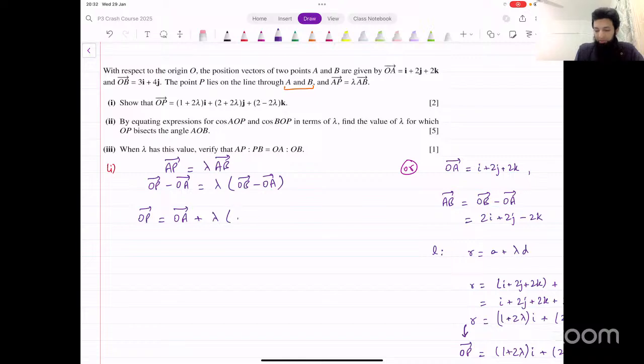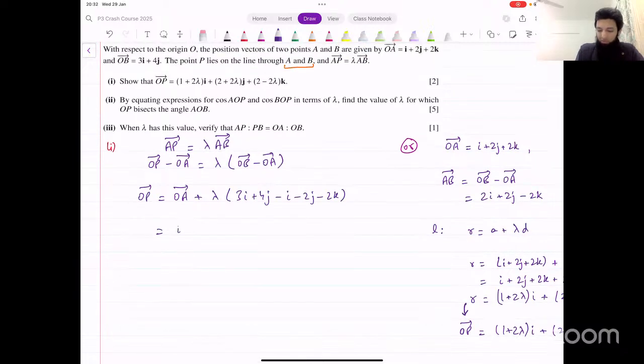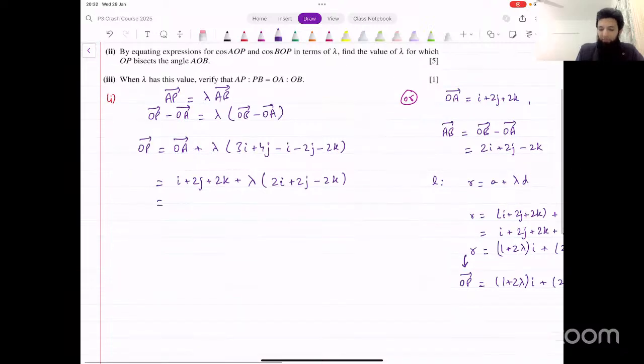Let me just put that there. OB is 3i plus 4j. Subtract from that OA. That will become minus i minus 2j minus 2k. OA is i plus 2j plus 2k. Let's simplify this further. Lambda times 2i plus 2j minus 2k. Now, when we expand this, we get i plus 2j plus 2k plus 2 lambda i plus 2 lambda j minus 2 lambda k.